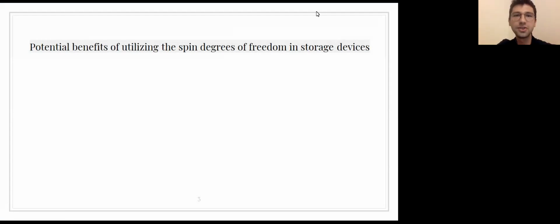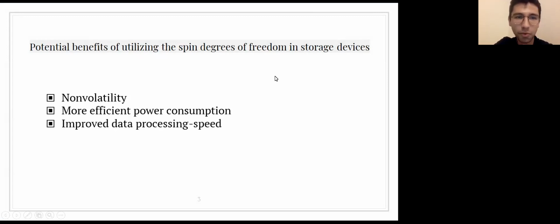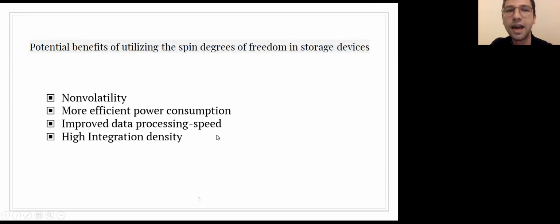data storage. So potential benefits of utilizing the spin degrees of freedom in storage devices are non-volatility, more efficient power consumption, improved data processing speed, and high integration density. Actually, I'm saying these at the beginning to emphasize that nanomagnetism, when applied to data storage devices, is seen to be very promising. I think the most important part here may be the non-volatility, because you don't have to supply power to maintain the configuration of the system.